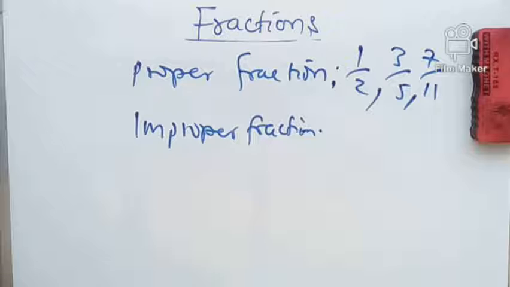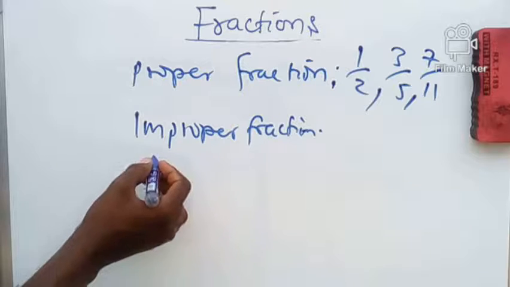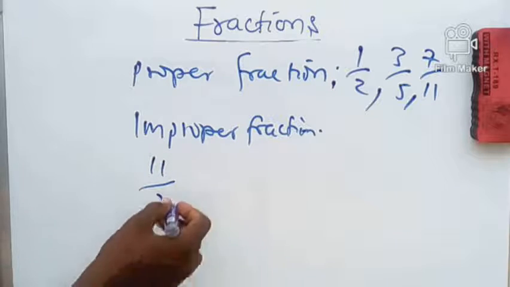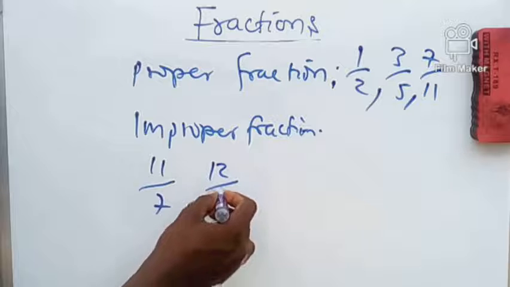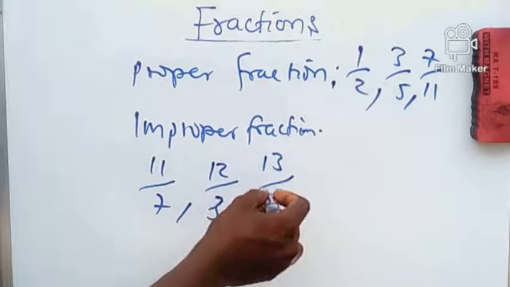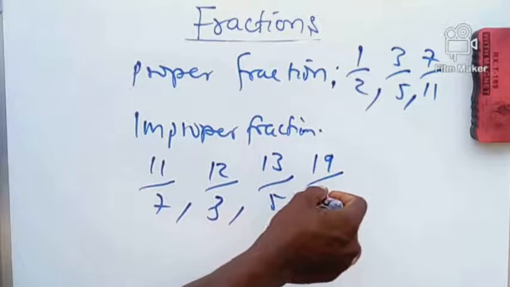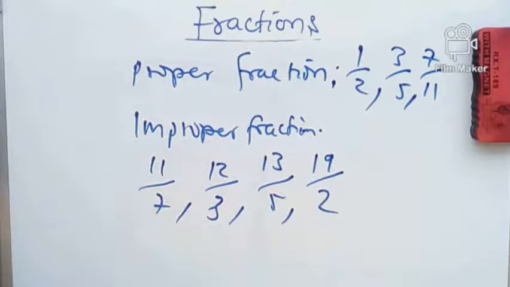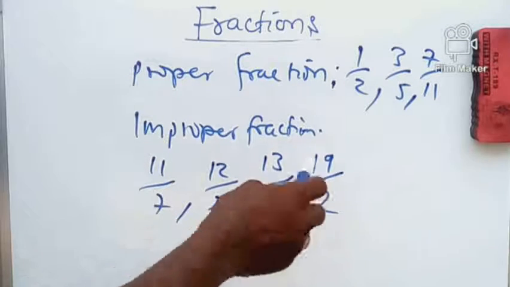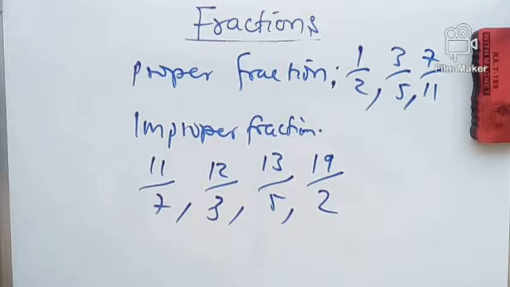Now, what is an improper fraction? An improper fraction is simply the opposite of a proper fraction. It is a fraction in which the numerator is greater than the denominator. Examples of improper fractions are 11 over 7, 12 over 3, 13 over 5, 19 over 2. As long as the numerator, the number at the top, is greater than the denominator, you have an improper fraction.